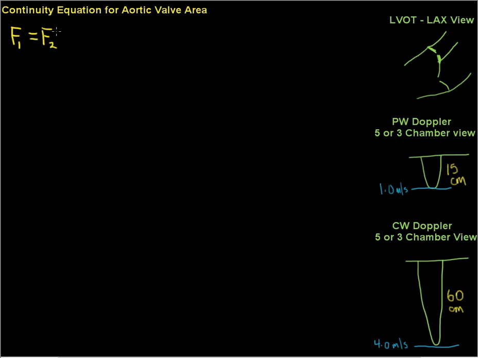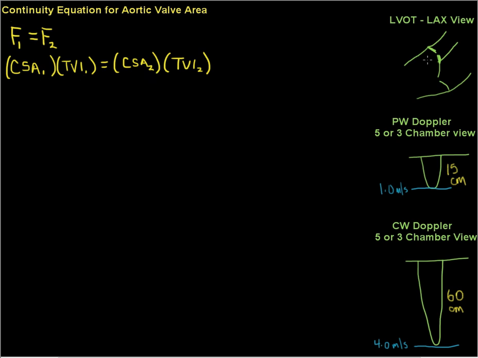Taking that one step further, we calculate flow in a system as the cross-sectional area of 1 times the time velocity integral of 1, which has to equal the cross-sectional area at the second point times the time velocity integral at the second point. So we've simply taken our formula and broken it down into its components.